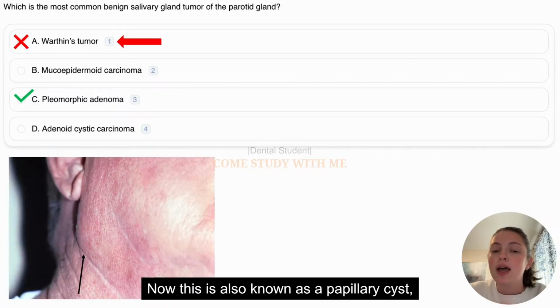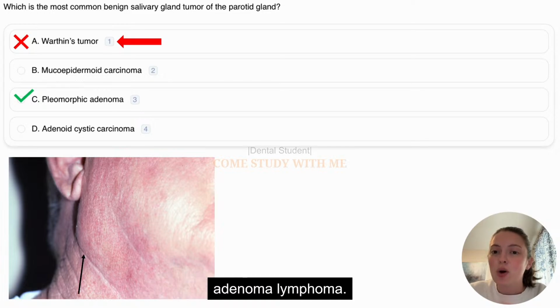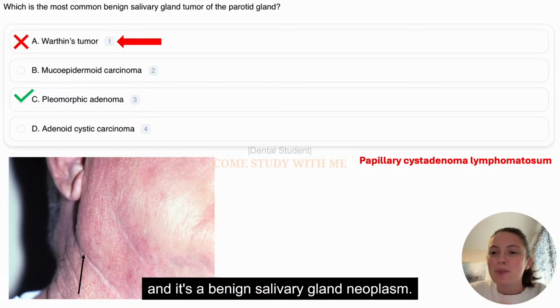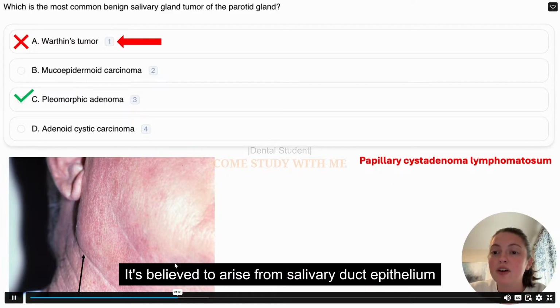Now, this is also known as a papillary cyst adenoma lymphomatosum. Kind of understand why they call it Warthin's tumor, and it's a benign salivary gland neoplasm. It's believed to arise from salivary duct epithelium.